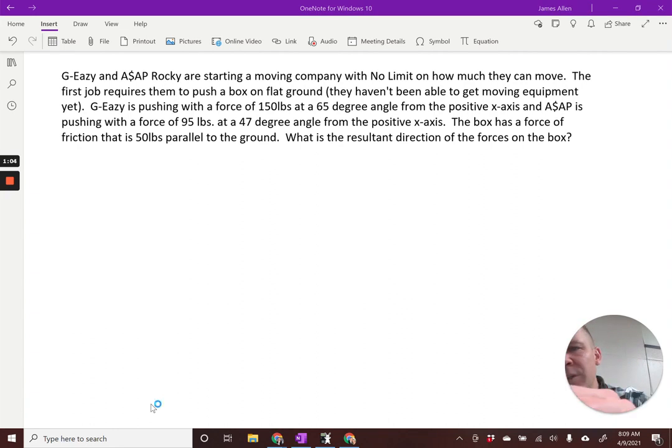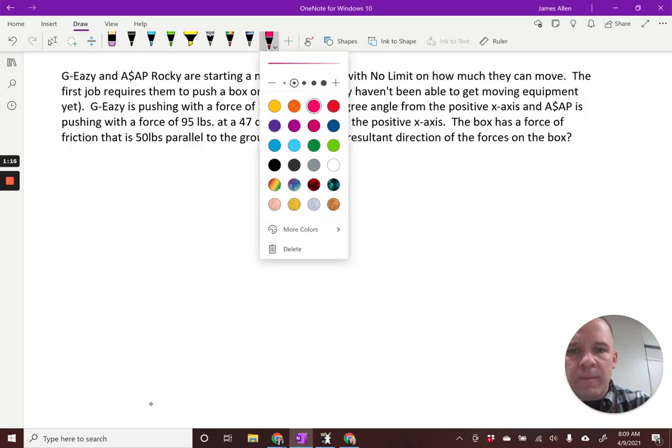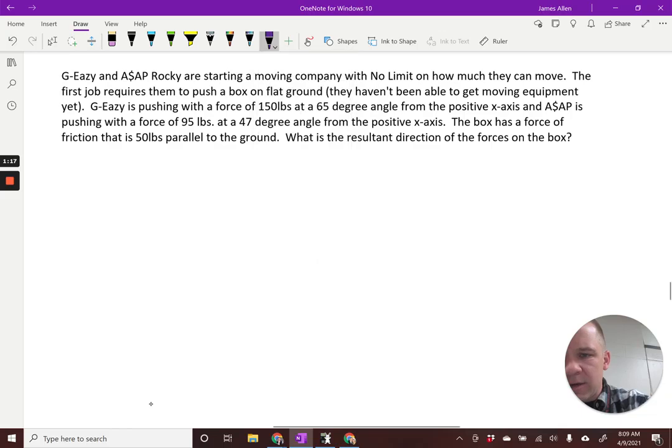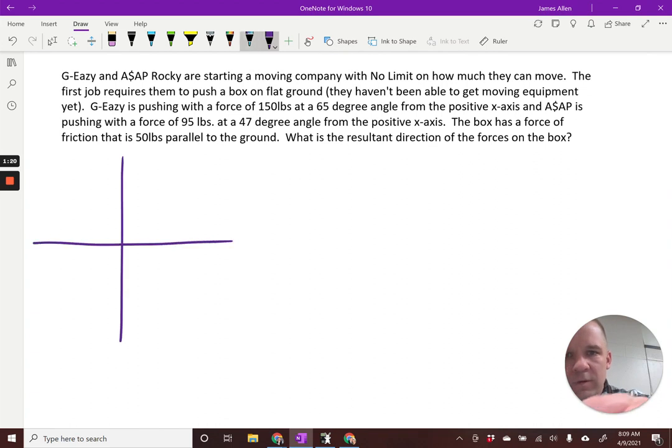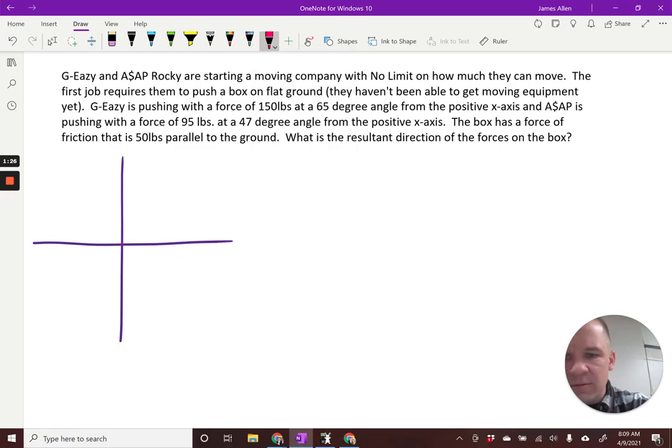So let's go ahead and get a little marker going here. Sorry, I froze up there for a sec. Hopefully that doesn't happen anymore. Let's get ourselves a nice little graph here. And then we have a 65-degree angle, right? That's G-Eazy. And that is 65 degrees.